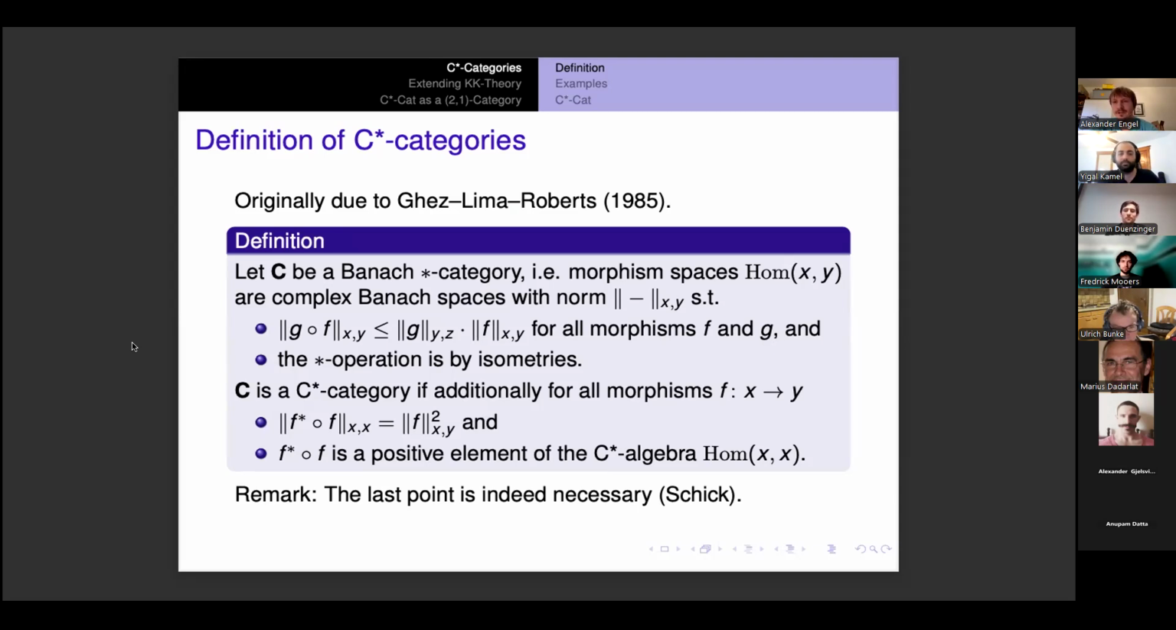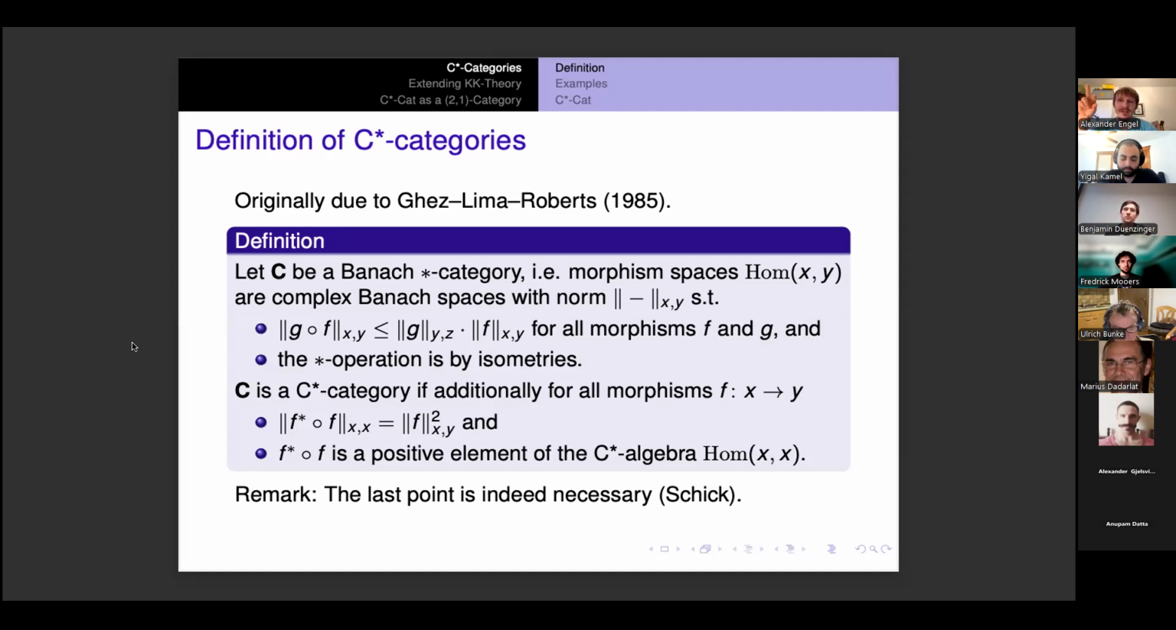So up to now, this is exactly what you see as a definition for C-star algebras. And now the fourth point is a bit special, namely that this is something that you have to demand additionally. So you want that F star composed with F is a positive element of the endomorphism C-star algebra. So note that if you have the first 3 points, then each endomorphism space of each object will be a C-star algebra just by these axioms.